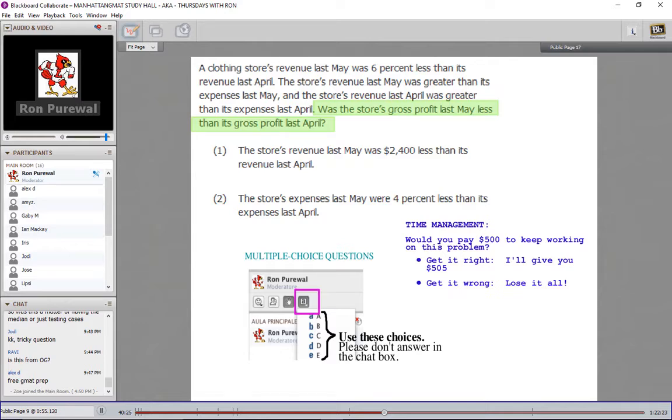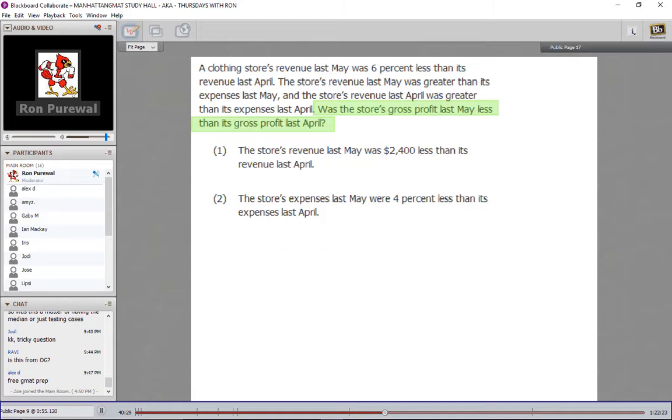Okay, let's take a look. Remember, you got to answer every question on this test. So we can't really wait any longer. But you don't do this. Don't sit here and look at the problem and stare at the screen. You got to pick an answer to it.